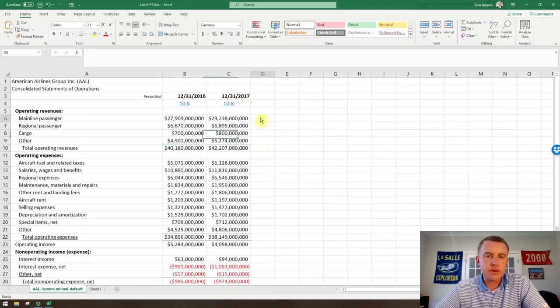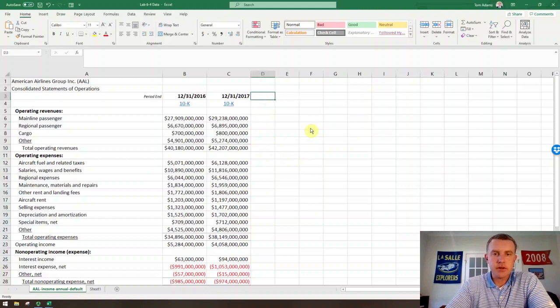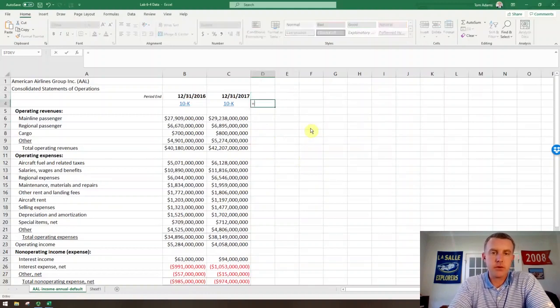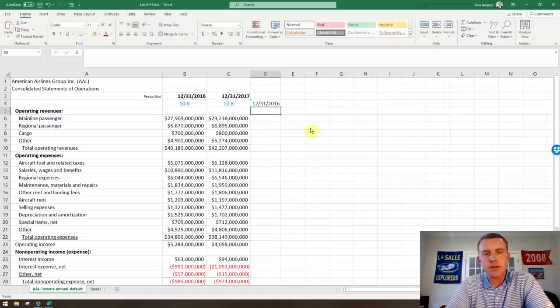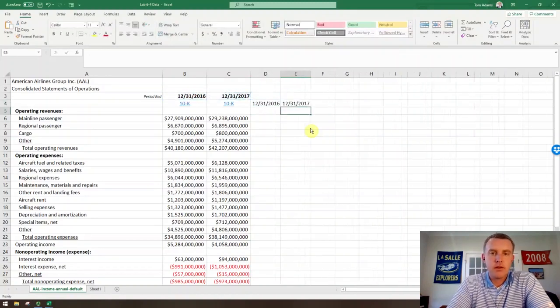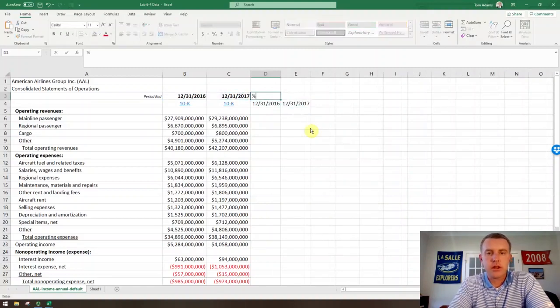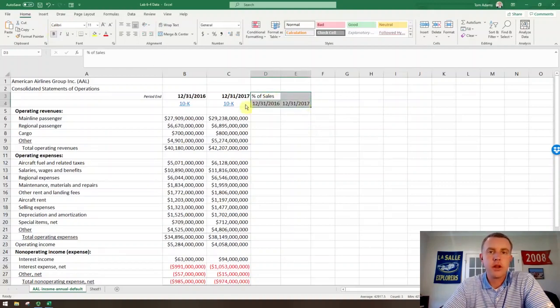So let's work on this. It should not take long at all. What we're going to do here is label the years. We're going to calculate these percentages for both 2016 and 2017, right? And this is going to be percentage of sales, and let's format this. We'll bold it, we'll center it, and merge and center percentage of sales across the two years, so we know both of these are a percentage of sales.